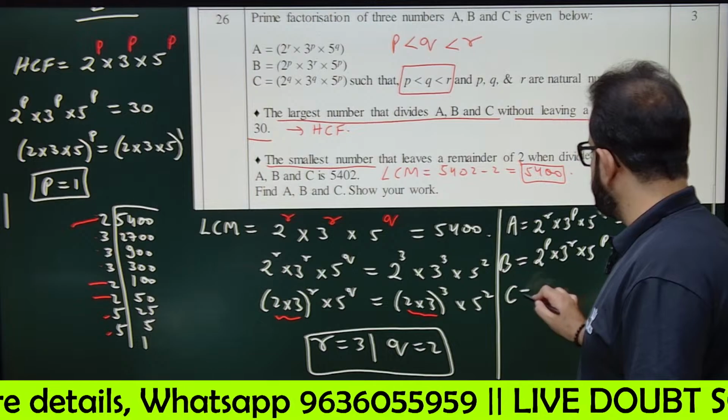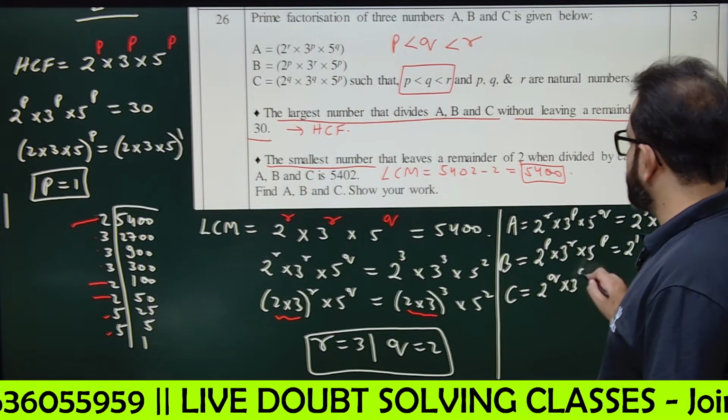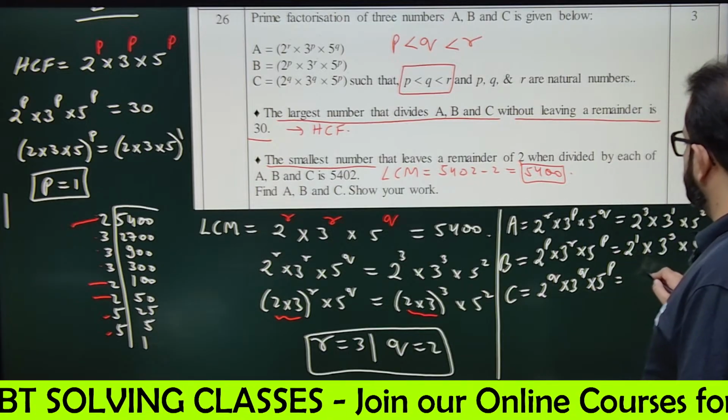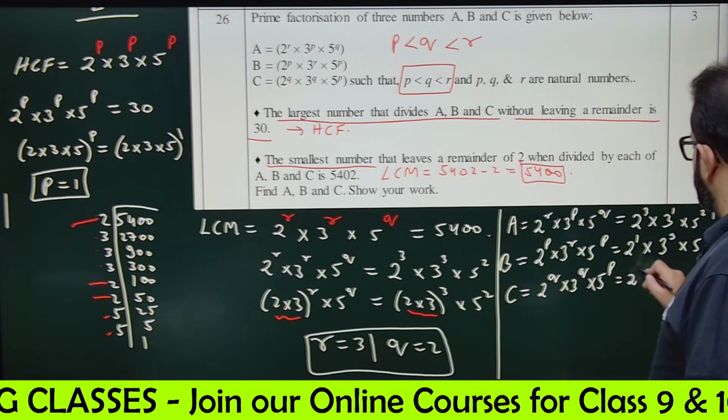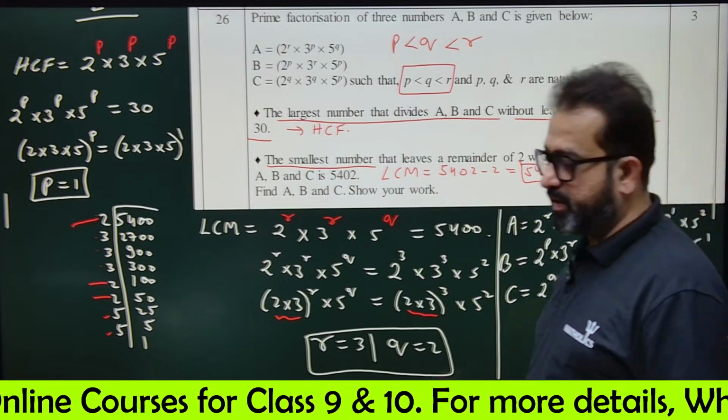And what will be C? C will be equal to 2 raised to power Q into 3 raised to power Q into 5 raised to power P, which would mean 2 raised to power 2 into 3 raised to power 2 into 5 raised to power 1. This is the final setup for the answer.